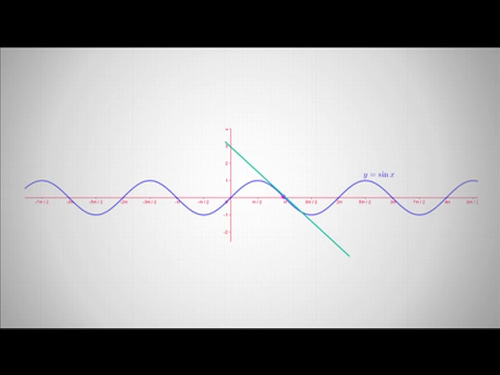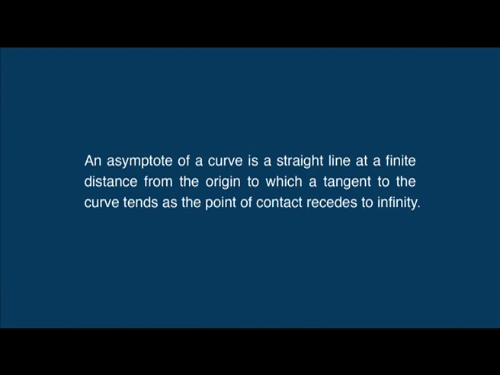There are curves which do not have any asymptotes. In fact, for y is equal to sin x, there is no asymptote. Now, let us see the formal definition of an asymptote. An asymptote of a curve is a straight line at a finite distance from the origin to which a tangent to the curve tends as the point of contact recedes to infinity.